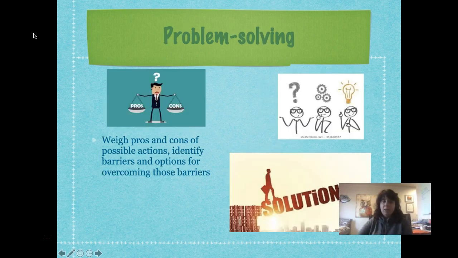Problem solving. That's weighing the pros and cons of your actions, looking at what the barriers are, what the options are for overcoming those barriers, and coming up with strategies that are going to help you make those choices. Because sometimes it's not cut and dry. Like, what do I want? Sometimes, I know as an adult, I don't always know. So those problem solving skills are really important.